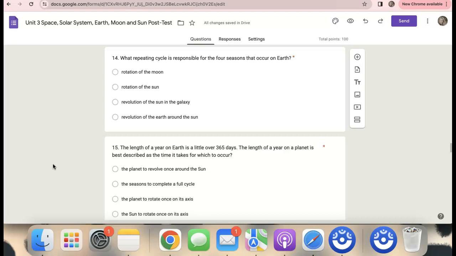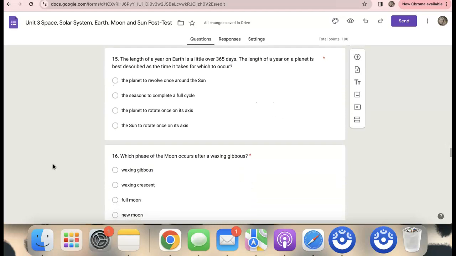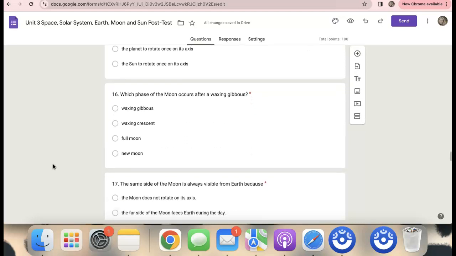The rotation of the Moon, the rotation of the Sun, the revolution of the Sun in the galaxy, or the revolution of the Earth around the Sun. Number 15. The length of a year on Earth is a little over 365 days. The length of a year on a planet is best described as the time it takes for which to occur: the planet to revolve around the Sun once, the seasons to complete a full cycle, the planet to rotate once on its axis, the Sun to rotate once on its axis.